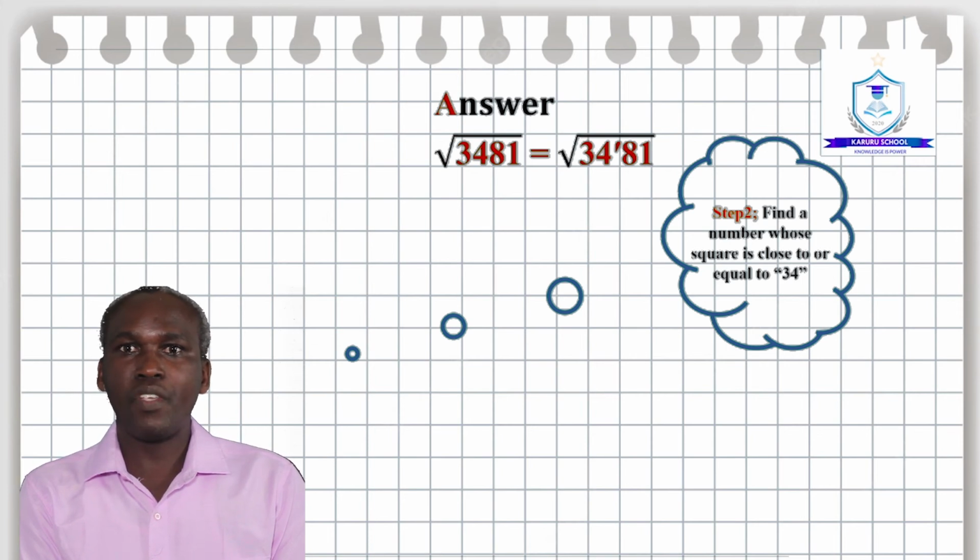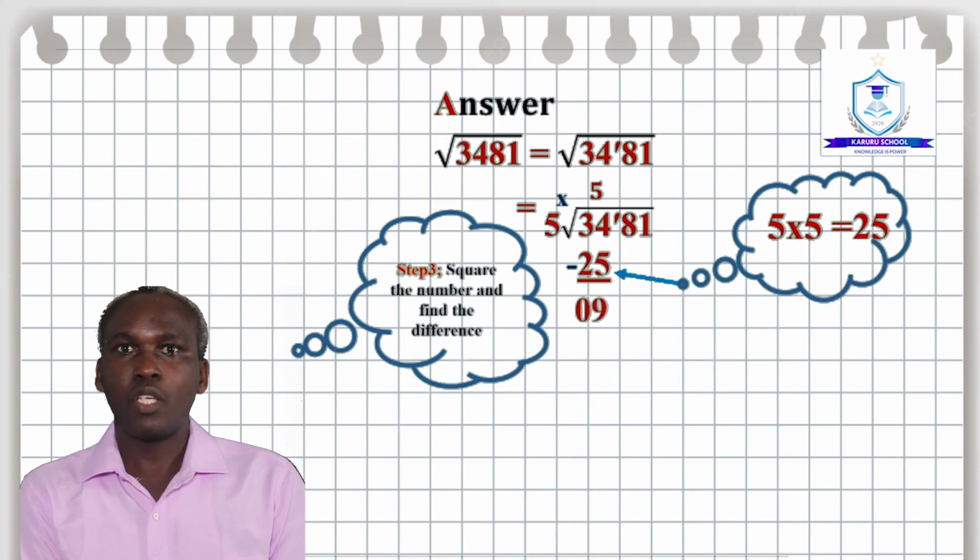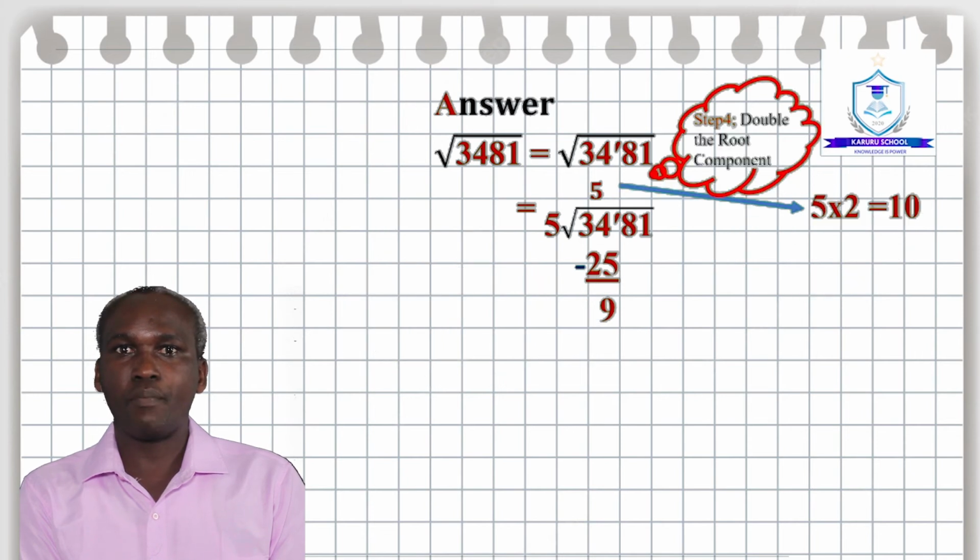From the summary of the square numbers alluded to in the beginning of today's presentation, the square number that is close to and not more than 34 is 25, given by multiplying 5 by 5. Since if we take 6 multiplied by 6, we would get 36, which is far much bigger than 34. So in this case, we take 5 multiplied by 5 to get 25. We then find the difference between the first two pairs by subtracting 25 from 34 to get a remainder of 9. The next step is to double the root component by multiplying 5 by 2, which gives us 10.